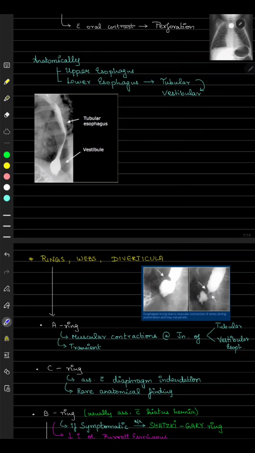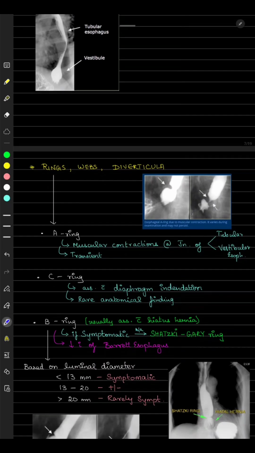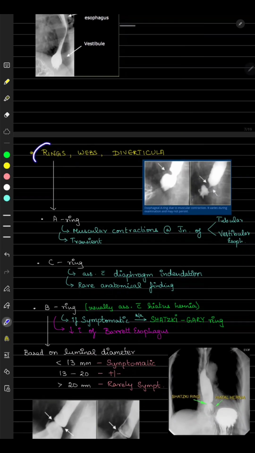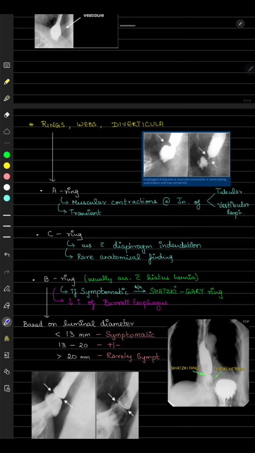Now, let's see the diseases. The first of the diseases, we'll talk about rings, we'll talk about webs, we'll talk about diverticula. A note here, diverticula we have already discussed in the anatomy video. If you haven't watched it, kindly watch it and come here so that it would be easy for you. Now, coming to the rings. Basically we have three rings in the esophagus: A, B and C. There's a reason why I've written C before B, so we'll see that.